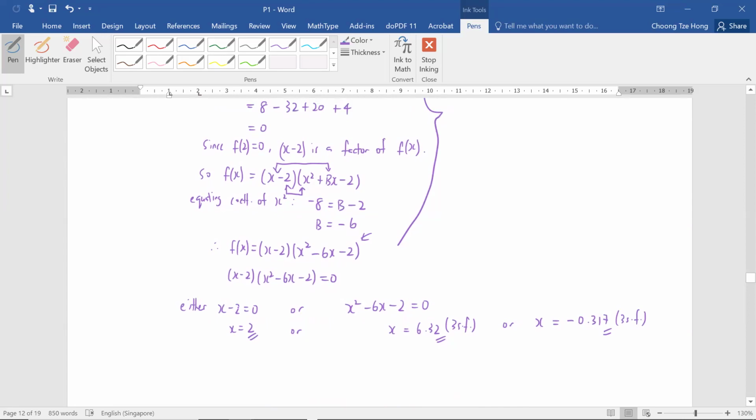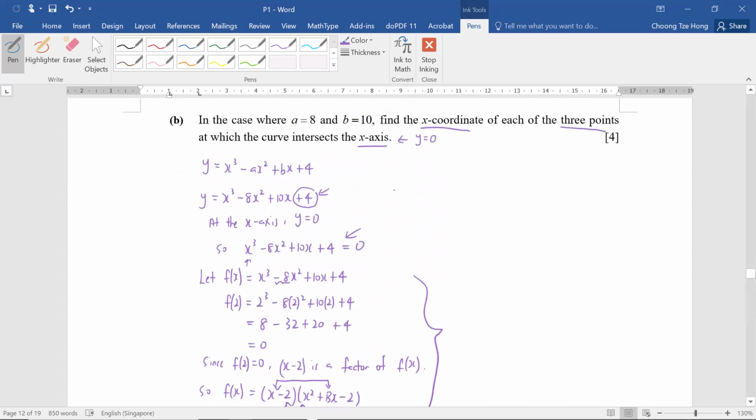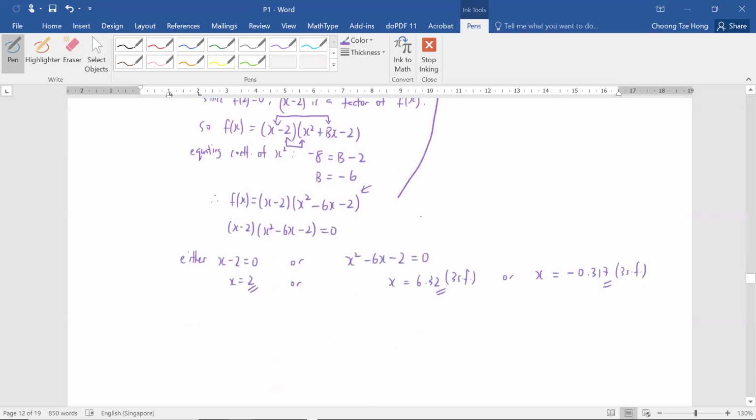This question, the first part is a bit difficult because it requires a good conceptual understanding of more than one topic: increasing function, then solving quadratic inequalities, and then also involving the discriminant. But the last part B is actually not too difficult. It's just an indirect way of asking you to solve a cubic equation. So I'll just show you the solution.